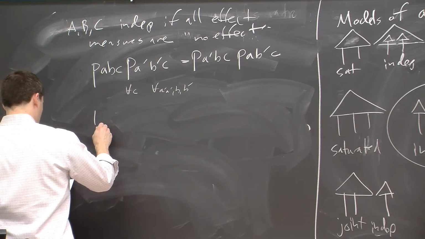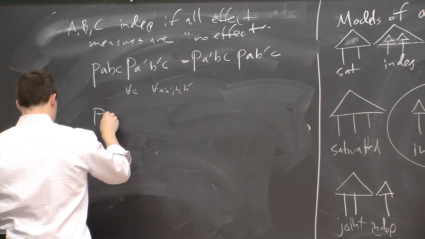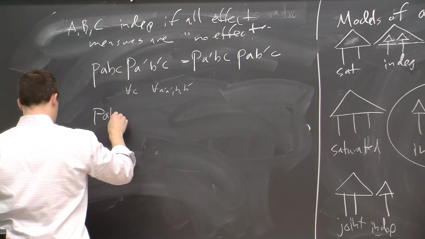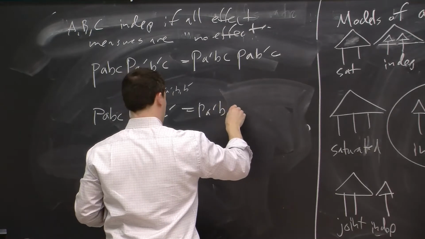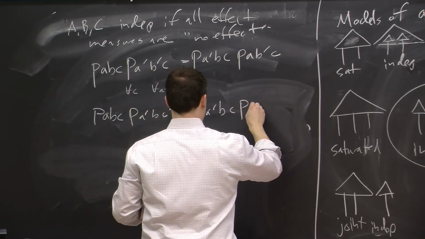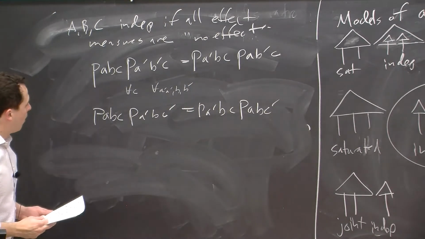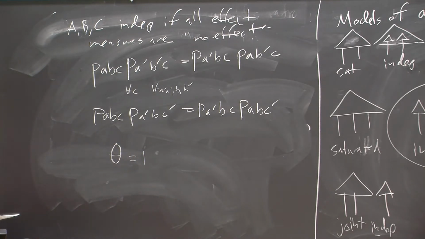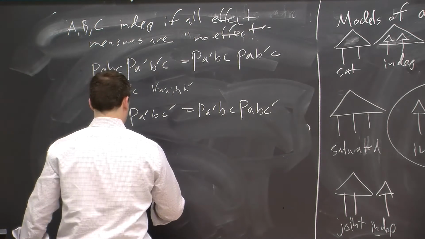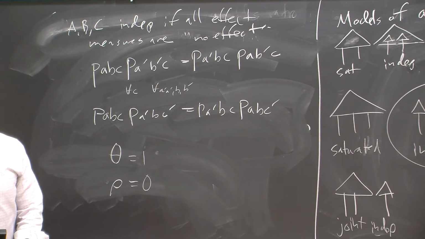And I can say the same thing for the other pairs, like P(A, B, C) P(A prime, B, C prime) equals P(A prime, B, C) P(A, B, C prime), and so on. Or I could say something like all the odds ratios are 1, or all the relative risks are 0, that I could construct from the table. There's no relationship. There's no effect.